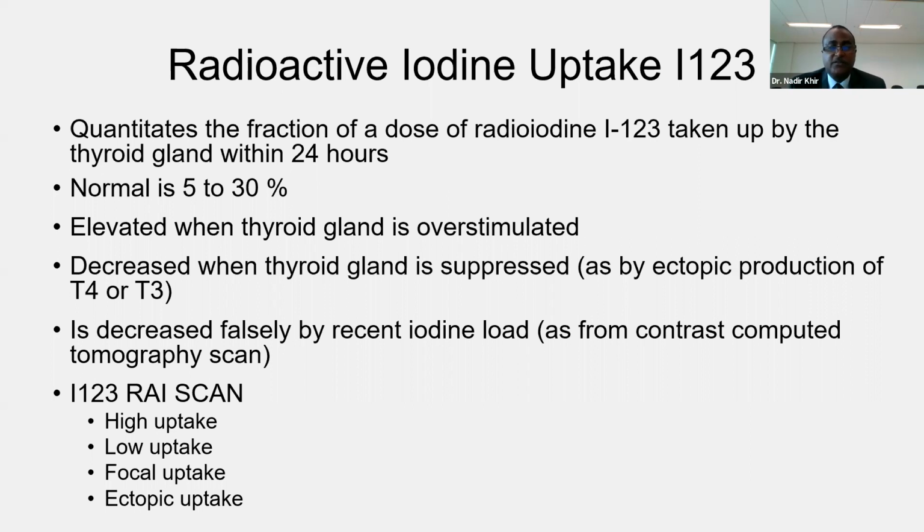Sometimes we see elevated uptake when the thyroid gland is overstimulated, and it could be decreased when the thyroid gland is suppressed, as by ectopic thyroid-producing tissue, T4 or T3. For example, if a patient is taking medication, let's say levothyroxine, and you do an uptake, there will be low uptake. It's also falsely decreased by a recent iodine load, as I said, IV contrast in CT scans. So the uptake could be high, low, focal, or ectopic.